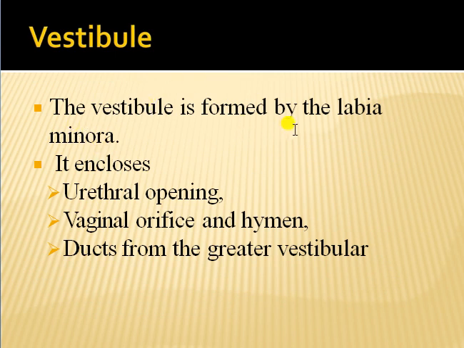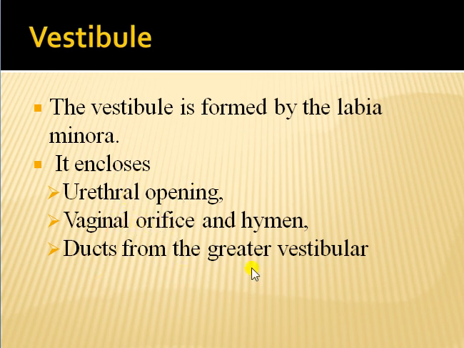The vestibule is formed by the labia minora. I said that already. It surrounds, it is formed by the labia minora. It encloses the urethral opening, the vaginal orifice and the hymen.